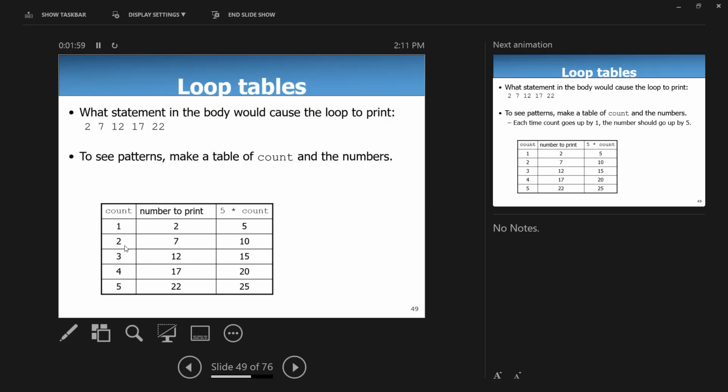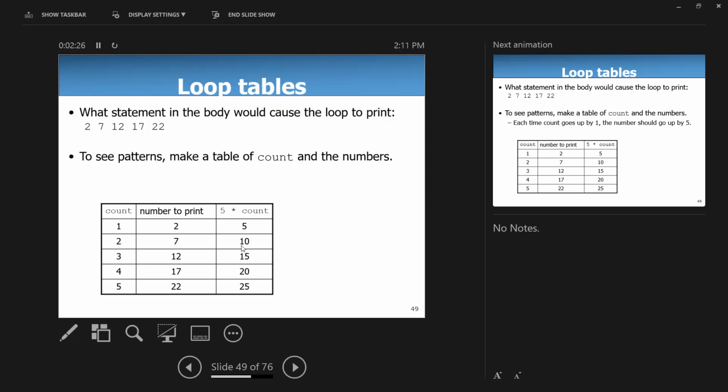Times count, so this is your number of lines. You just do a multiplication. 5 times 1, 5, 2 times 5, 10, 3 times 5, 15, 4, 20, and 5, 25. So this is what we have. Now, what do you think you will do to this count or this value? What to do with this 5 so that you get the answer 2? I will subtract 3, and I will get 2.